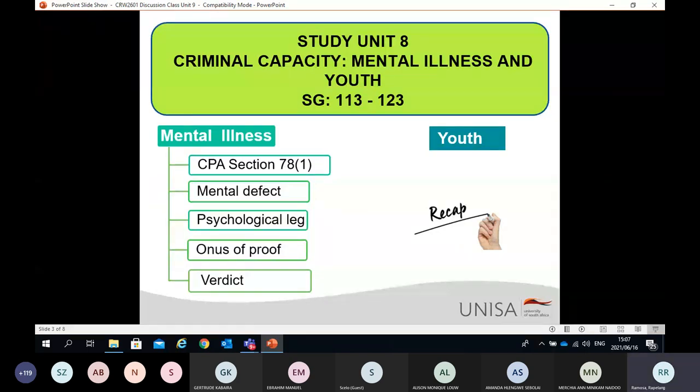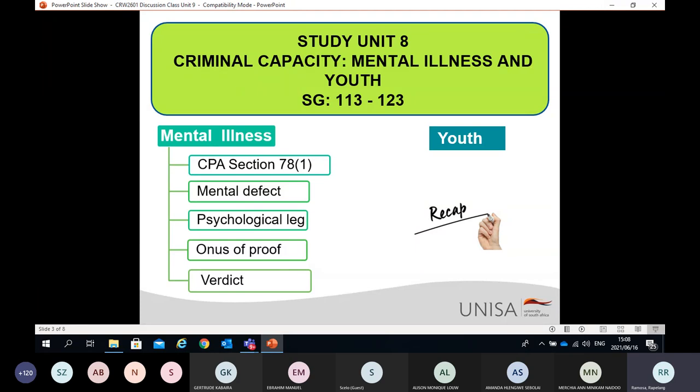This is what we recapped basically last week. We did mental illness and youth. We spoke about the concept of mental illness and distinguished it from mental defect. We introduced the two legs of mental illness, which is a pathological leg and a psychological leg. I also took you through examples of cases that explained what each of those components were.